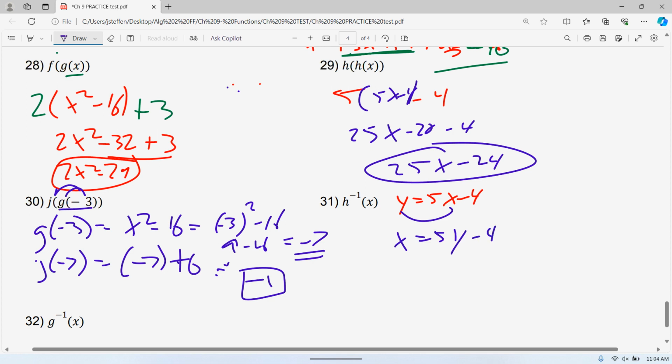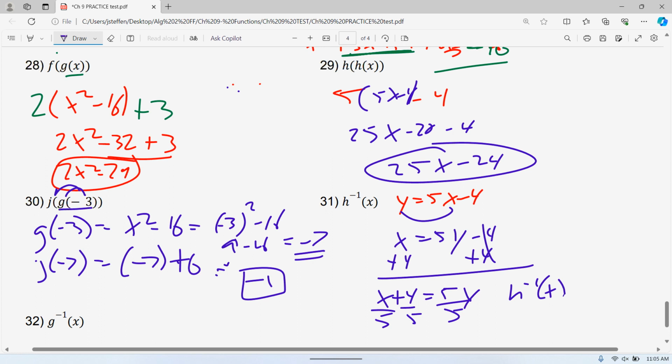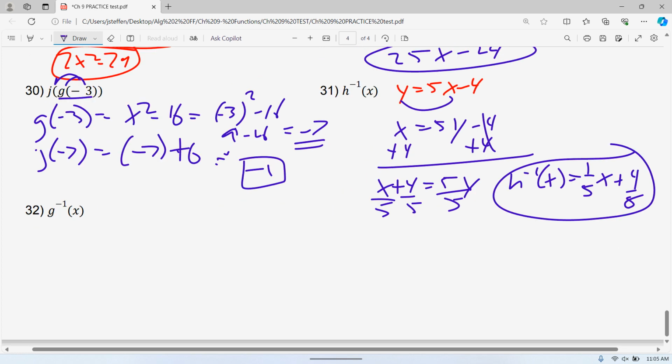Now we can start solving this. So I add 4 first. Sorry. You guys probably all knew that. Thanks for not spoiling it. So we end up getting your h to the negative first of x is 1 over 5x plus 4 over 5. You can't reduce either of those. That's fine. That's just your answer.